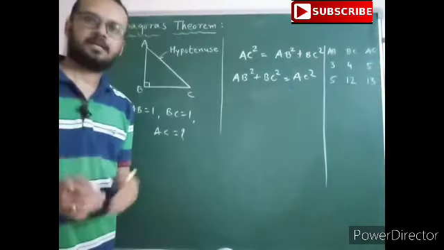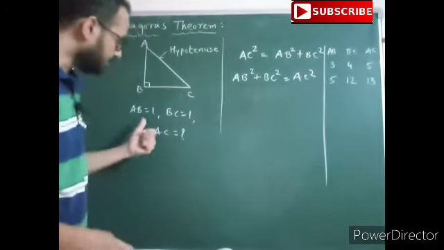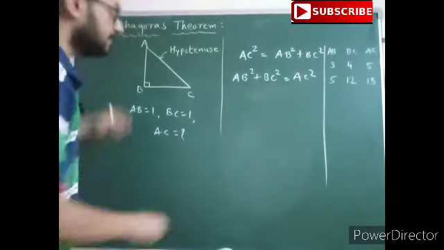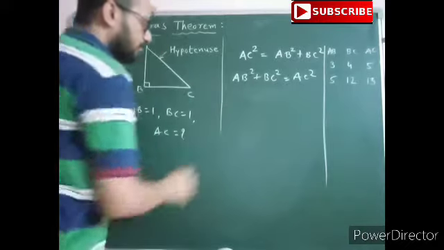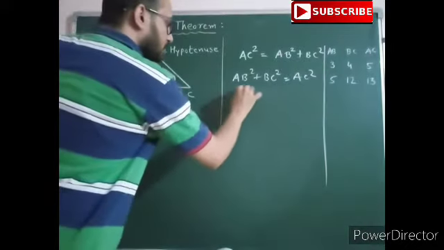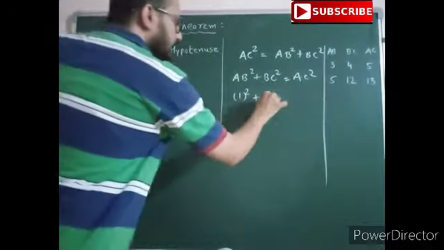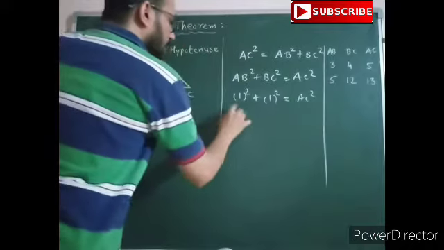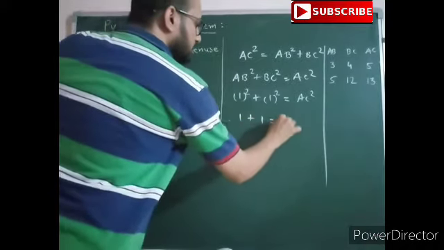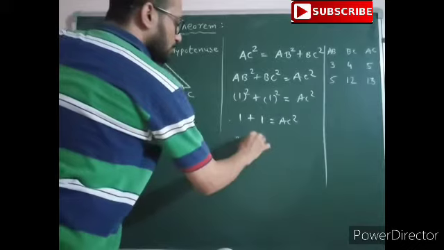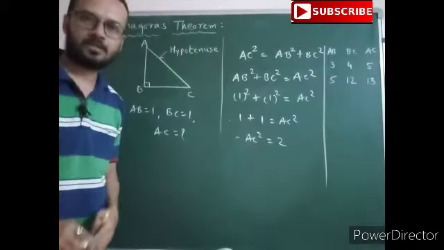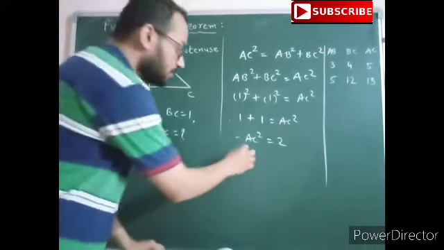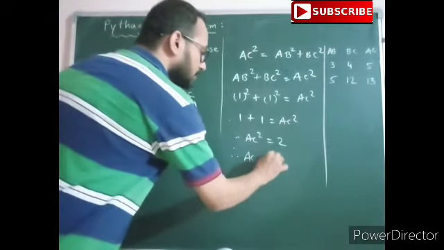Let us take one more example where AB equals 1, BC equals 1 and we have to find AC. Let us see, applying AB square plus BC square equals AC square. AB equals 1, therefore 1 square plus BC equals 1, that is 1 square, equals AC square. So 1 square is 1 plus 1 square is 1 equals AC square. 1 plus 1 is 2, so we get AC square equals 2. Now we know that we cannot get the square root of 2 exactly. So AC square equals 2, so AC will be root 2.